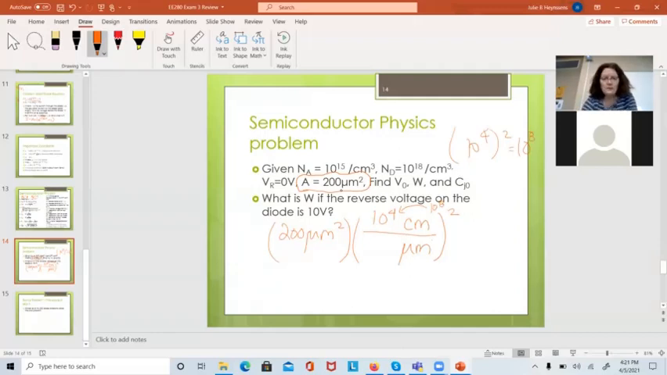When you get the answer for W, most people can do these calculations, except for semiconductor physics. When you get the answer for W for this particular problem, you get 98.8 times 10 to the minus 6th. That is not micrometers, because that is in units of centimeters.